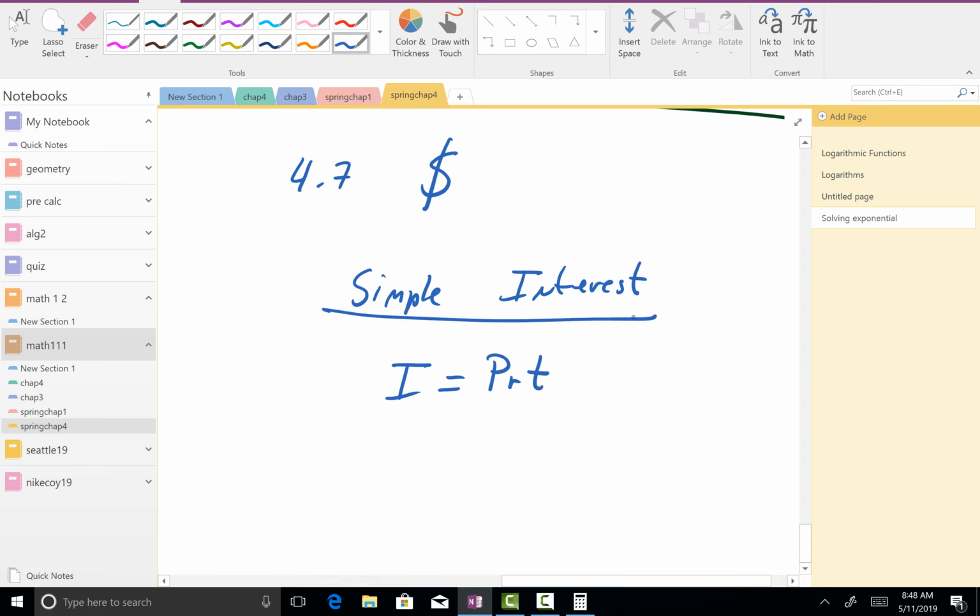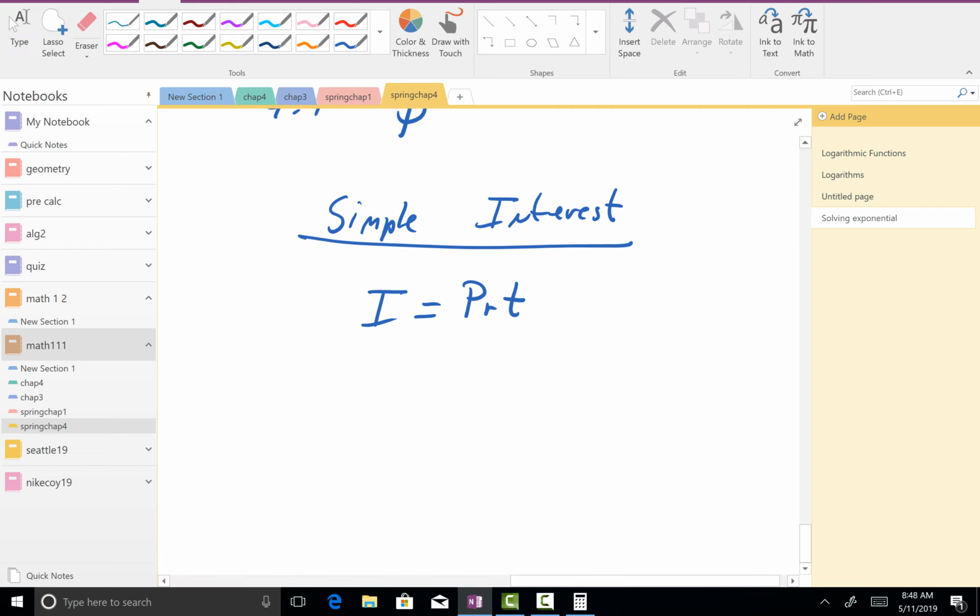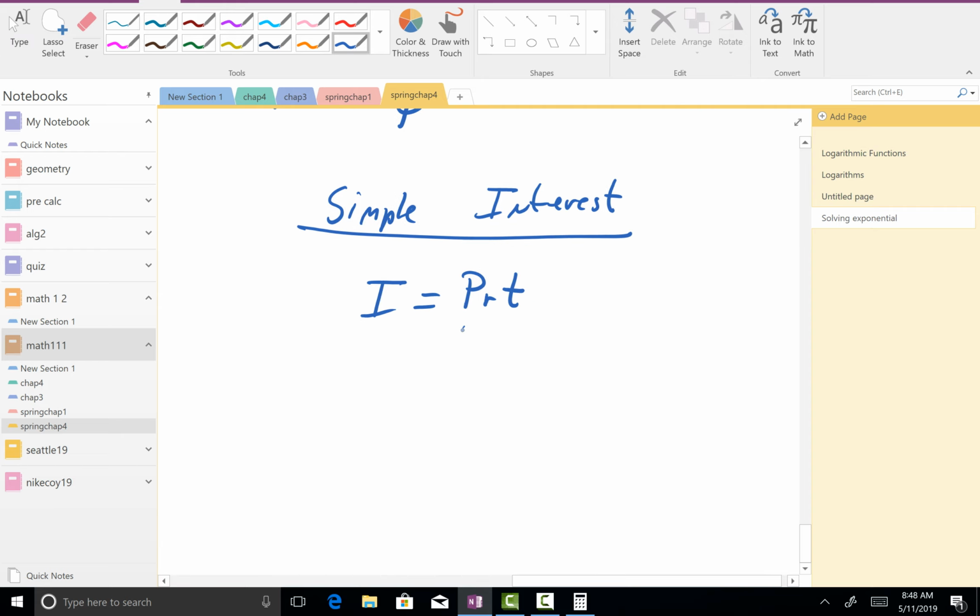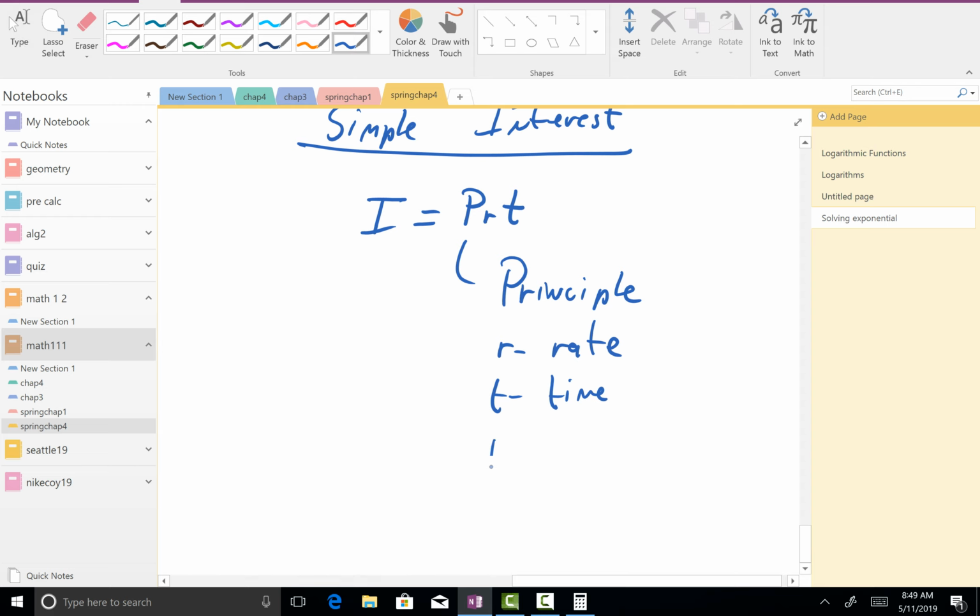So in simple interest, this would be maybe if you're loaning a friend or a family member some money. You always joke around, yeah, I'll charge you interest, right? So this would be a simple interest sort of way you would do that. P stands for the principal, by the way, R is the rate, T is the time, and I is the interest.